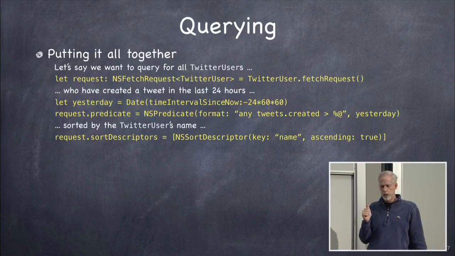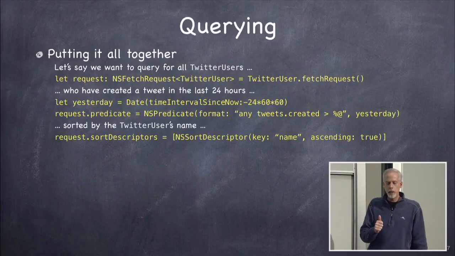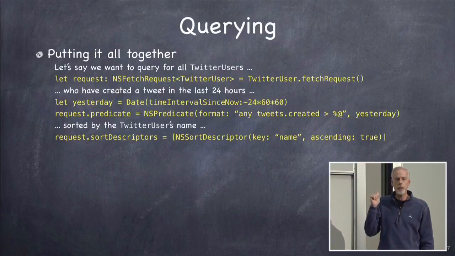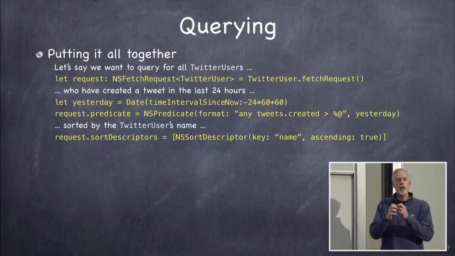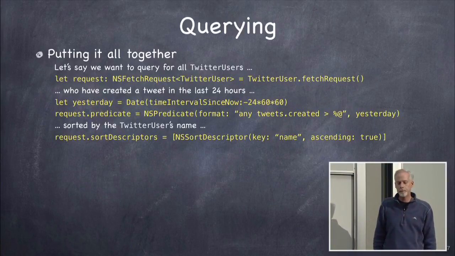Or since yesterday, I guess. Yes, created is greater than yesterday. So I'm finding all the Twitter users who have created tweets in the last 24 hours. That's what this one does. So any is a special term, okay, that means match any of these things. And these things are tweets that are created since yesterday.